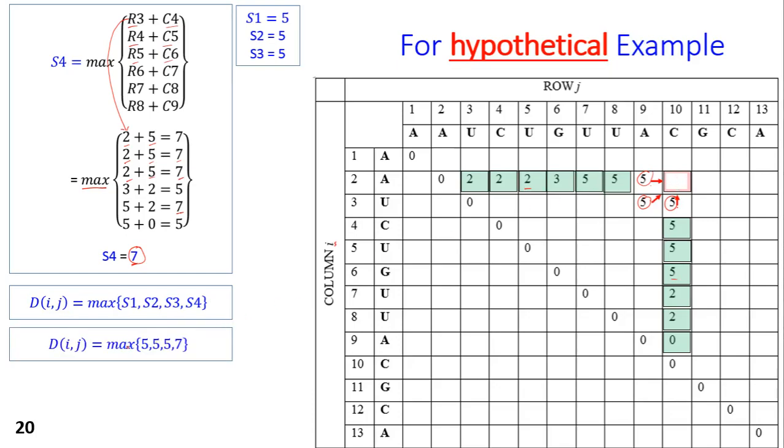So now what is the maximum of 5, 5, 5? S1 is 5, S2 is 5, S3 is 5. S1, S2, S3, we have populated as 5 and we have calculated the fourth step as 7. So what is the maximum number of these 4? This 7 is the maximum number. Therefore, we would place 7 over here. So this is how we do it. The value of Dij is supposed to be 7.